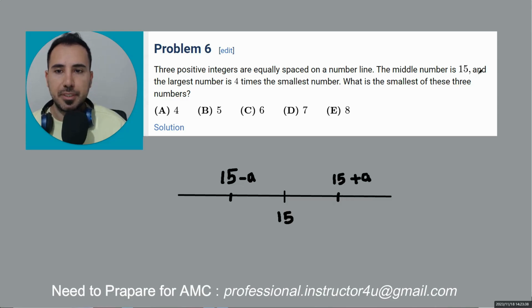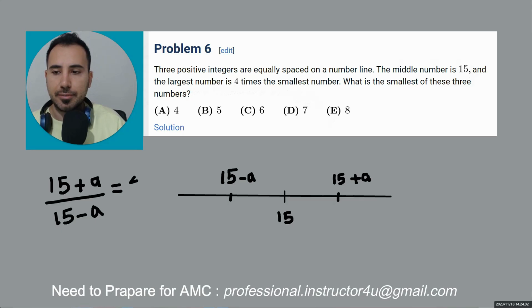The middle number is 15, and the largest number is 4 times the smallest number. So this one divided by this one will be 4 times more. I'm going to write it like this: the big number over the small one is going to be 4 times. From here, maybe just try different numbers until you find it, or you could solve the equation, up to you.